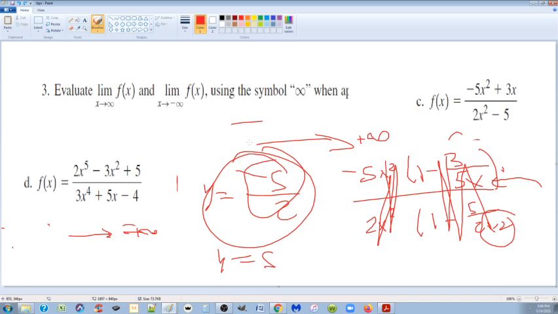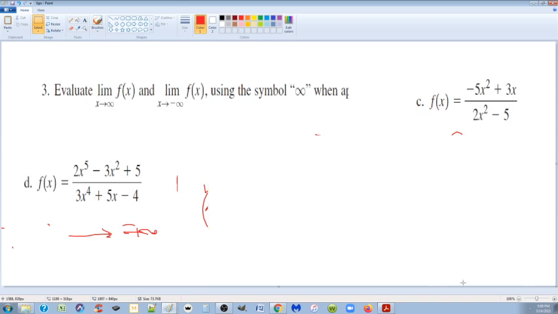from either end. Sometimes it's important to know which side of the asymptote it's on, and sometimes, guess what, these things can cross. All right, and last one.